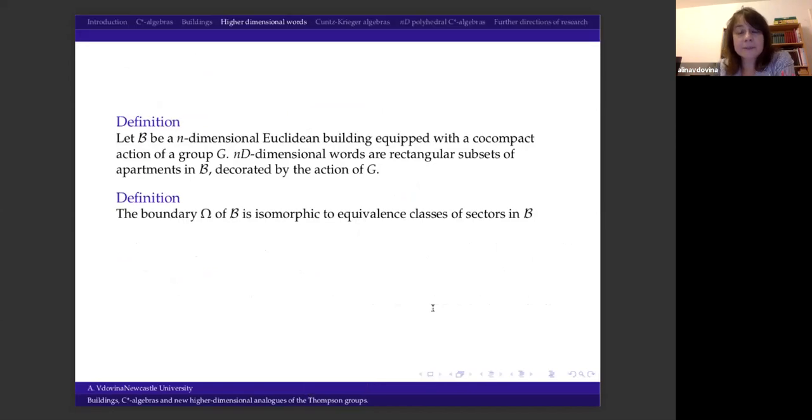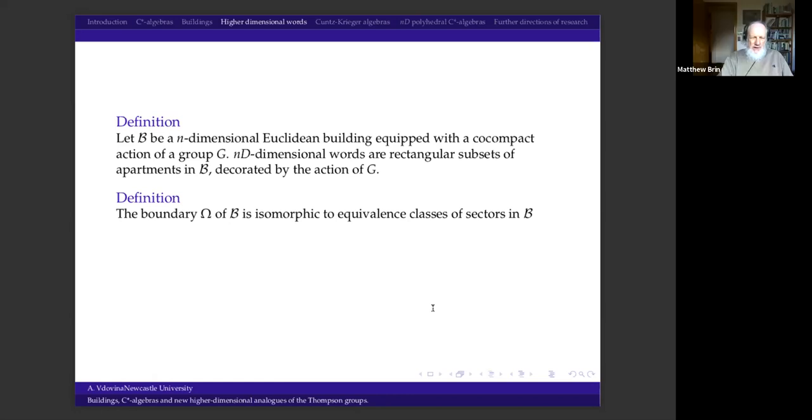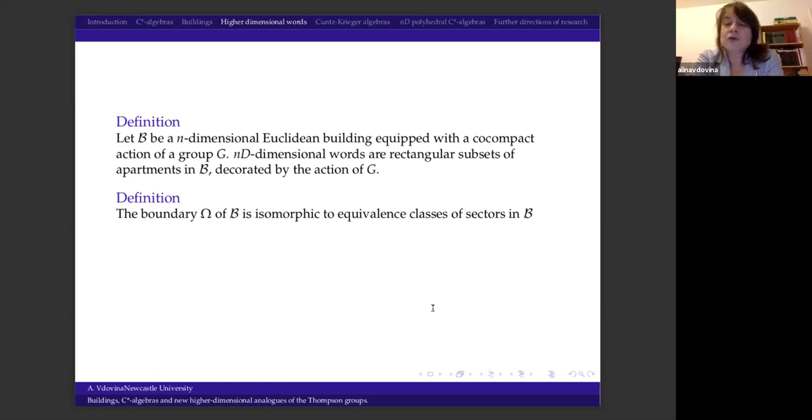Okay, any questions about the words? Because it's important, it's really an analog of the words. Okay, so now we want to define the boundary of the building. The boundary of the building is equivalence classes of sectors. How do we define a sector?